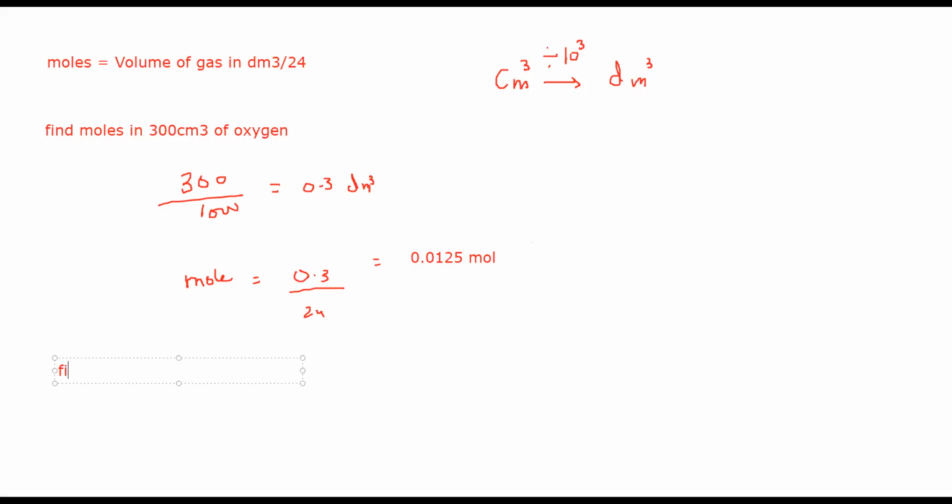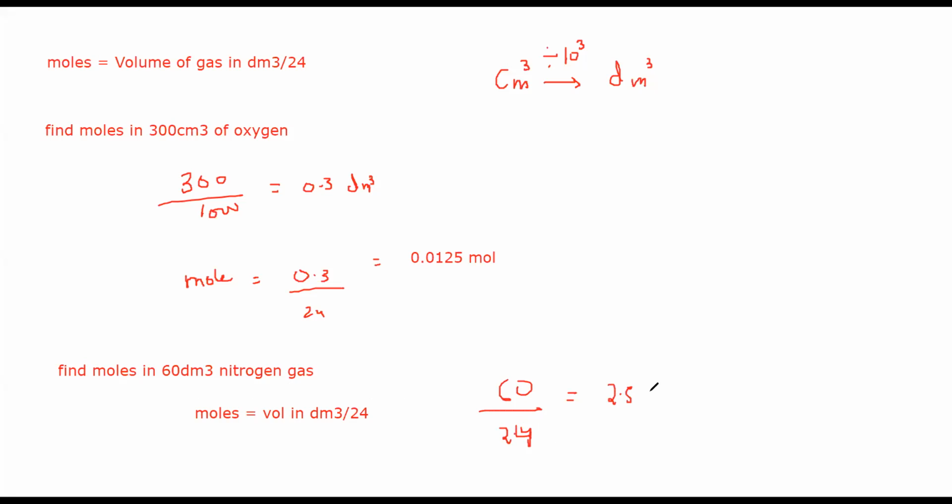Another question, if the question is, find moles of nitrogen in 60 dm cube nitrogen gas. What will be the answer? If you need the moles for nitrogen, the formula: moles equal volume of gas in dm cube divided by 24. So it will be 60 divided by 24, equal 2.5 moles.